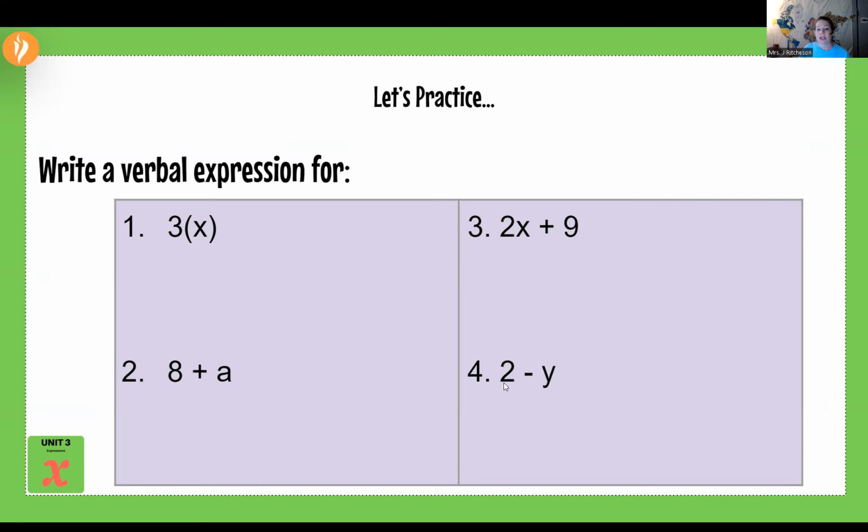And then the last one, you could say y less than 2. You can't say 2 less than y, right? Y less than 2. You could say the difference of 2 and y, 2 decreased by y, or 2 minus y. All right, so hopefully you got at least 1 or maybe 2 of the ones that I said.